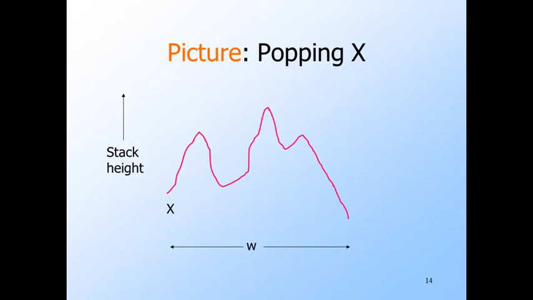Here's a picture showing the height of the stack while X is effectively popped while reading W. Note that X might be replaced at the first move or later by another symbol Y. It could even be replaced many times, but the position of the stack that originally held X is never popped until the last move, right at the end here.